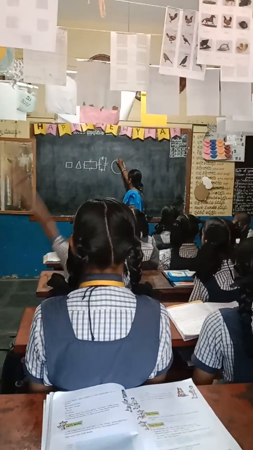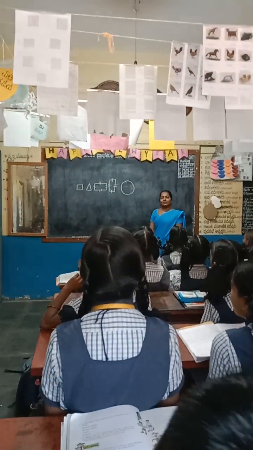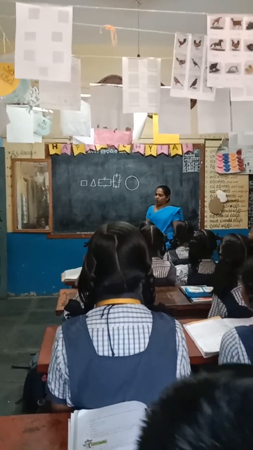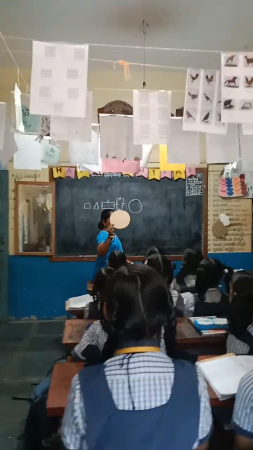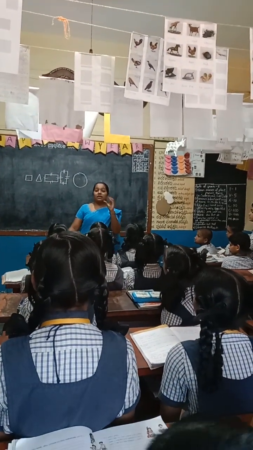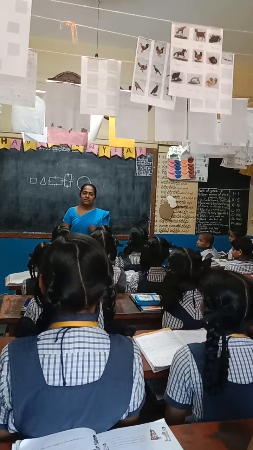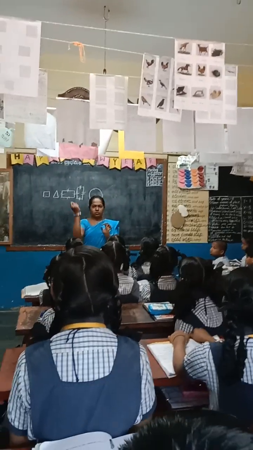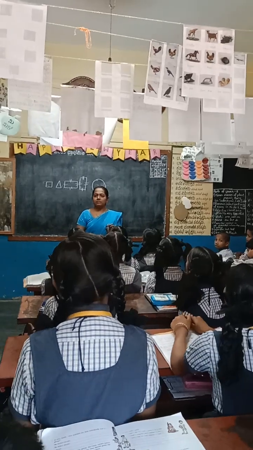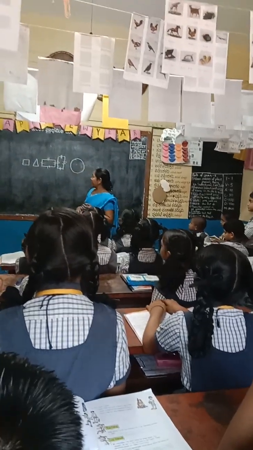What is this one? Round. Circle. What is this one? Circle. So, what do we say about the tomato? Tomato is round or circle? Round. So, what about the bangle? Circle. Yes, these are the shapes you know.